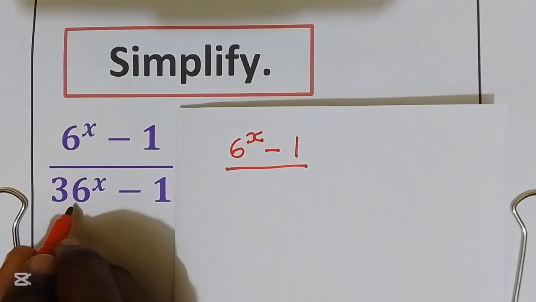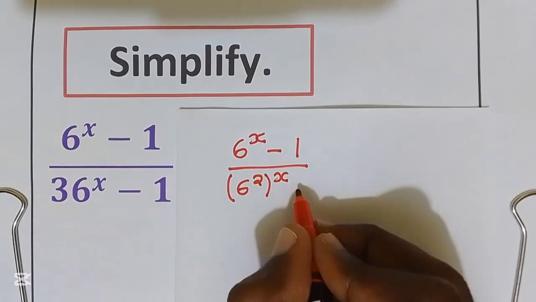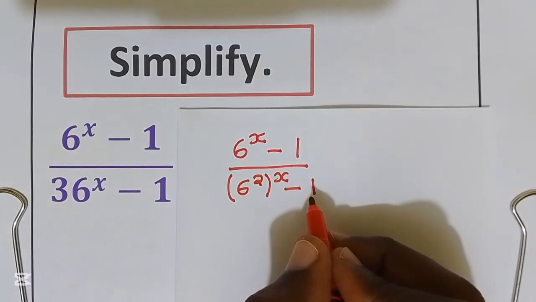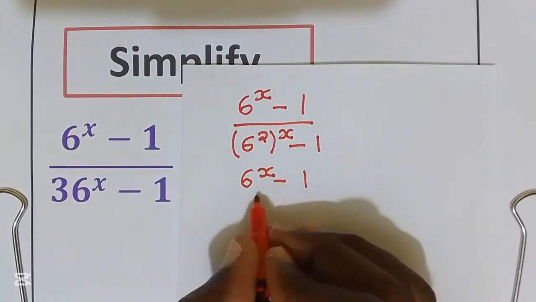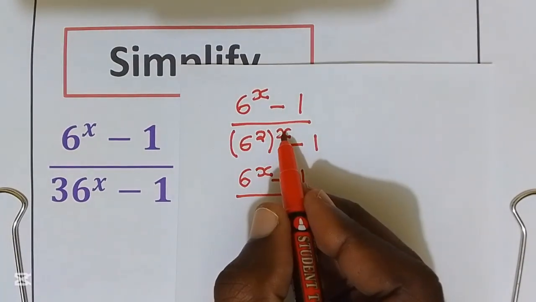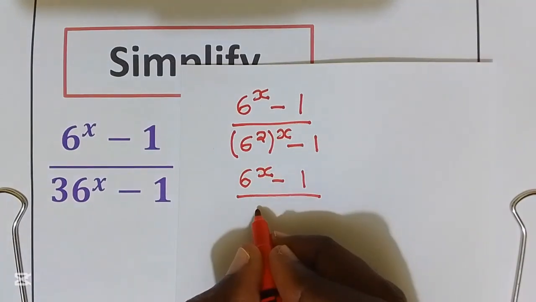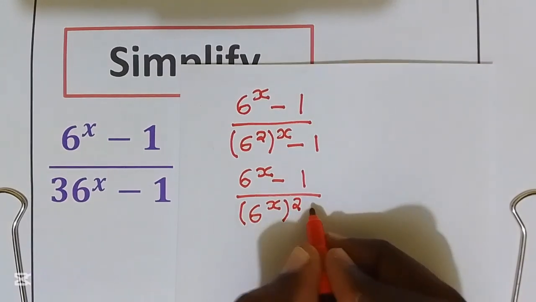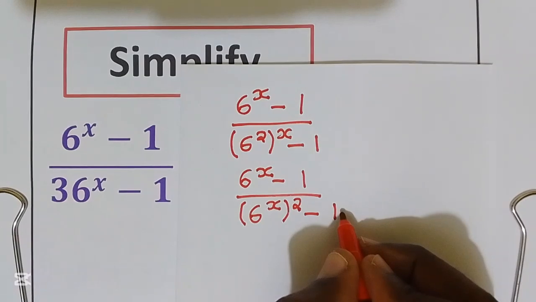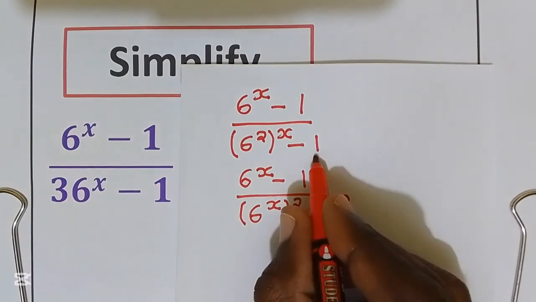36, I'm going to put it as 6 squared to the power x, then minus 1. So (6^x - 1) over, I'm going to exchange the power, I'll put x in and 2 out, that is going to be (6^x) squared minus 1. But 1 I can put as a square, it's not going to change any meaning, it's the same as 1.